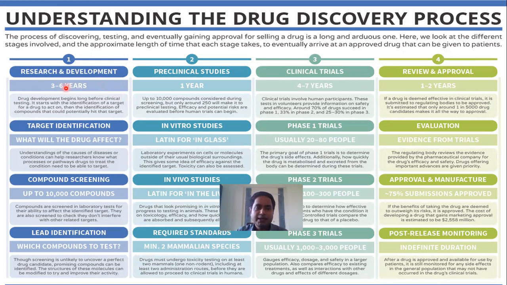The research and development stage takes about 3 to 6 years. Drug development begins long before the clinical testing. It starts with the identification of a target for a drug to act on, then the identification of the compound that could potentially hit that target. Target identification is the next strategy: understanding the causes of the disease condition can help the researcher find what process or pathway the drug needs to act on to treat the condition, and to be able to reach the target. So a target should be druggable.